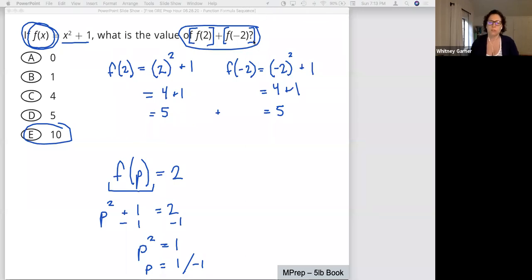One final layer, and then we'll try a couple problems. What if I said F of F of 2? What's that one going to look like?